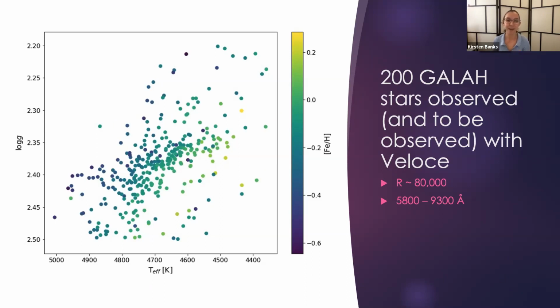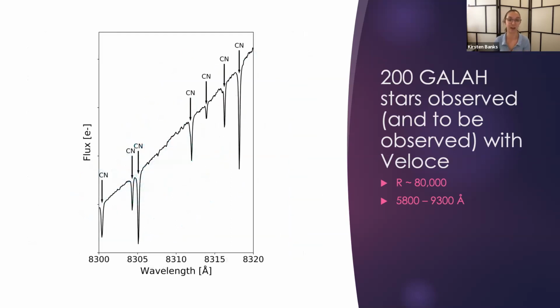Now, the benefit of using Veloce is that it has an exceptional resolution, up to 80,000, and a broader wavelength range between 5,800 and 9,300 angstroms. So this allows us to resolve much weaker spectroscopic features, such as these carbon-nitrogen lines that you can see in one of our star spectra here. So we can finally also do a bit more of an abundance analysis on these stars. Instead of getting the upper limits that you would get from lower resolution spectra, we can start to understand more about how much stuff is in these stars, so to speak.